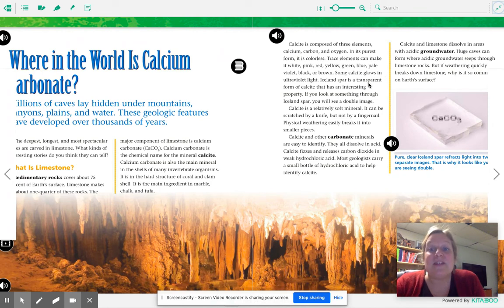Iceland spar is a transparent form of calcite that has an interesting property. If you look at something through the Iceland spar, you can see double images. That's this picture over here. Pure Iceland spar refracts the light and it almost looks like you're seeing double. A little crazy. It's a relatively soft mineral.